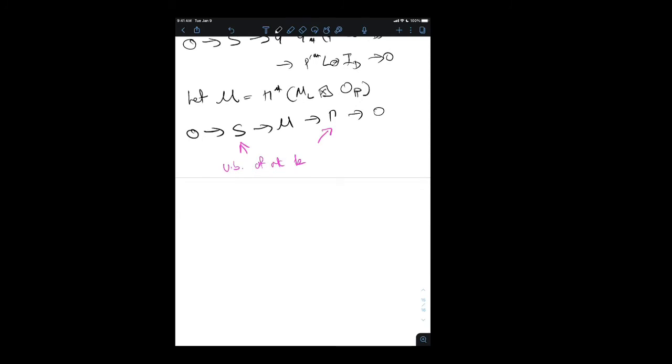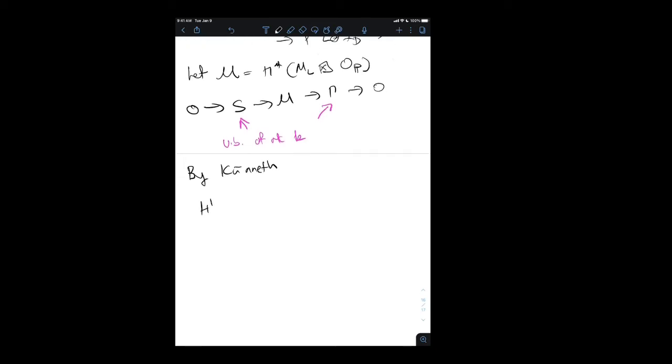Okay, and now by Kunneth, Green's conjecture is the same as showing that H1 of wedge K plus 1 of M is 0. Right? So to do this, this is the same as H1 of wedge K plus 1. So by Kunneth, it'll be enough to show this. And now to do this, we want to just take the K plus 1 wedge of this.